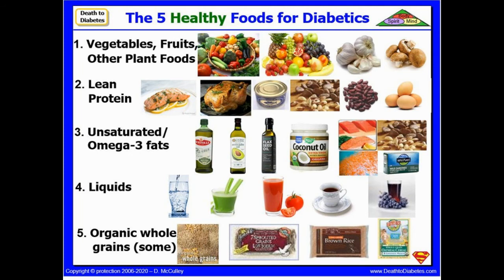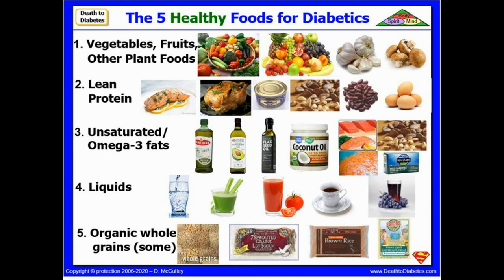What are the five healthy foods for diabetic patients? Number one is vegetables, fruits, and other plant foods. Number two is lean protein. You should not go for a heavy protein diet. You should go for a lean protein diet, which includes badam, pista, egg and chicken. Then unsaturated omega-3 fatty acids, because omega-3 fatty acids play a vital role in metabolism. Think about coconut oil as the most important thing, since it has more unsaturated fatty acids.